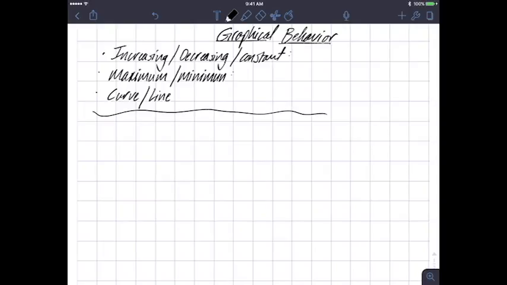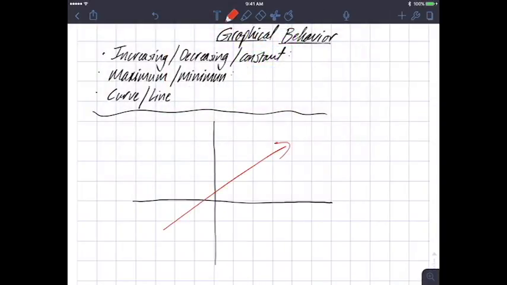So increasing, decreasing, or constant. So let's say we have a function here. Yes, I know my lines are not straight. Okay, we have a function. I'm just going to do a linear function. Okay, this is a linear graph. It's a linear graph, okay?